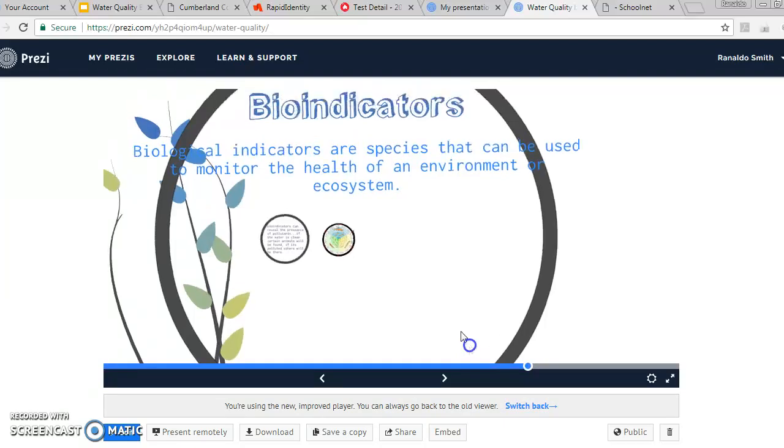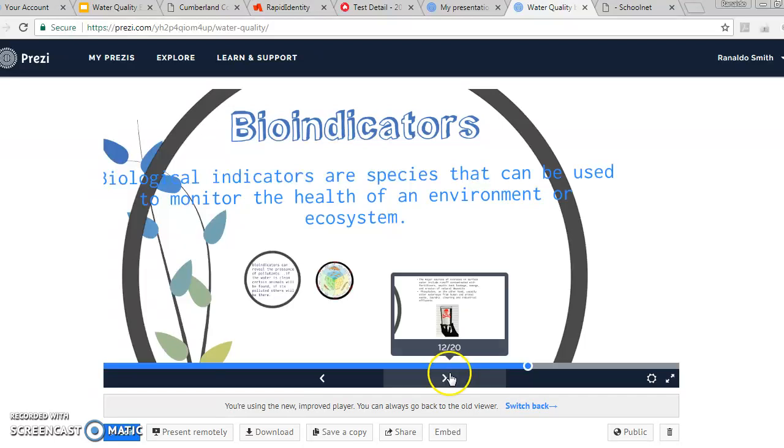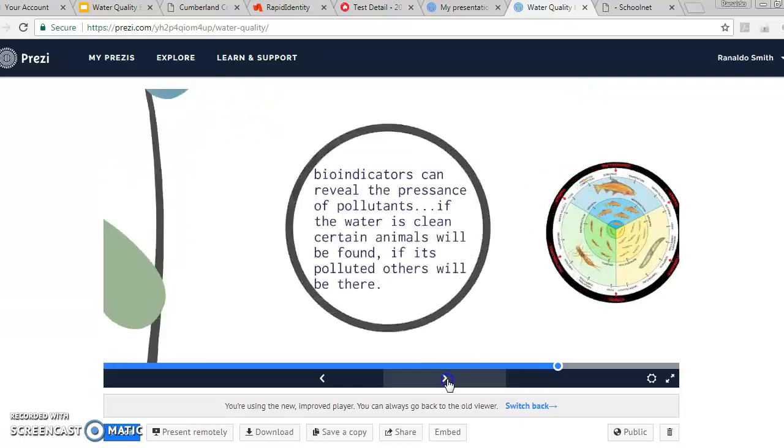And last but not least would be your bioindicators. These are plants or animals that live in this body of water. The general rule of thumb is that the more living things, or the more diversity of living things, you find in a body of water, the healthier it is. If you're only finding one thing, like algae or shrimp by themselves, it is an indication that the water source is not healthy because it cannot sustain a diversity of life.